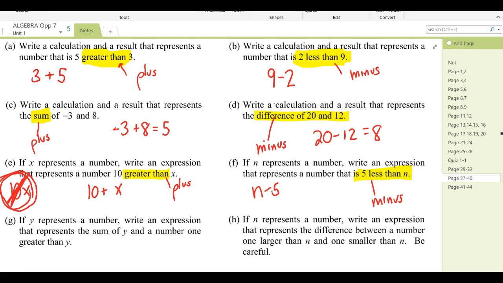We read from left to right. Arabic, I think you read right to left, right? So actually in Arabic, this kind of makes sense. 5 less than n, n minus 5. Right, so Arabic, this is good. For English, not so good.